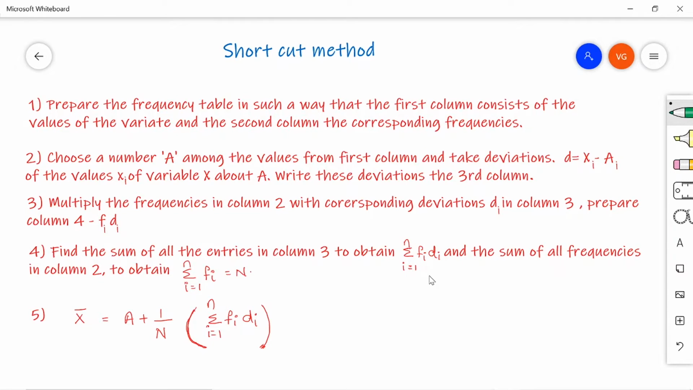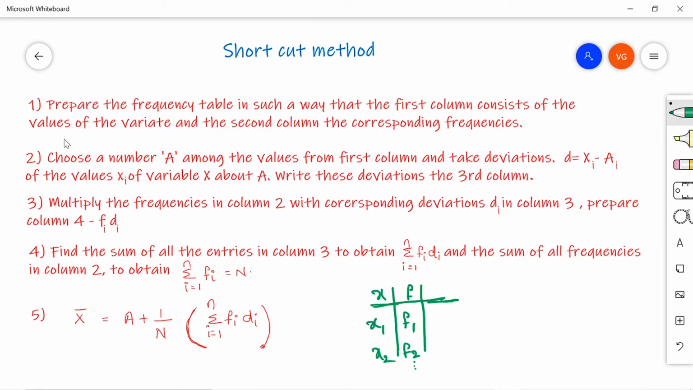The second method is the shortcut method. Step 1 is to prepare the frequency table in such a way that the first column consists of values of the variate and the second column consists of the corresponding frequencies, right? Like the direct method, how we have written. So the first column is the value of x and the second column is the corresponding frequency. Frequency is nothing but the number of times that the data variable has appeared. So x1 means f1, x2 f2. So you write the corresponding frequency.